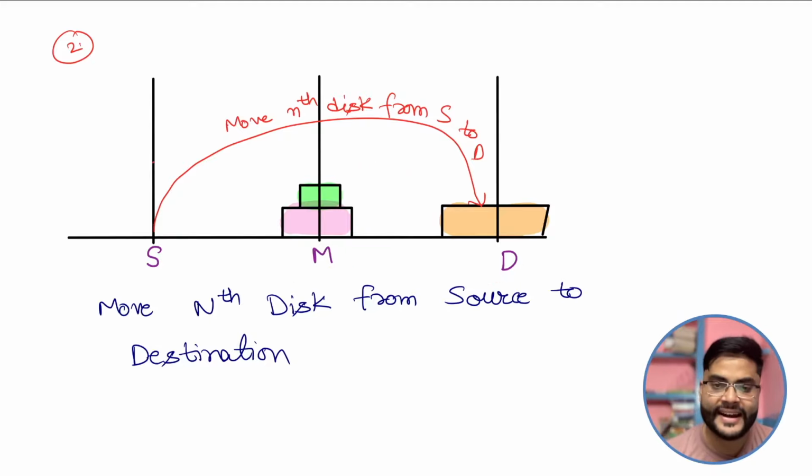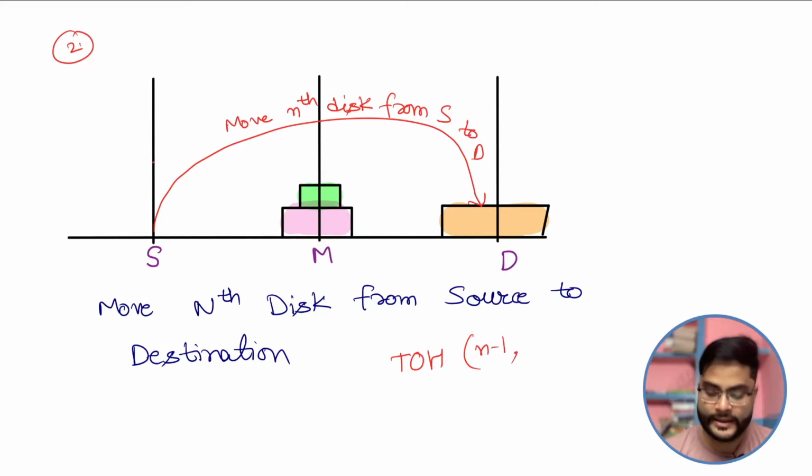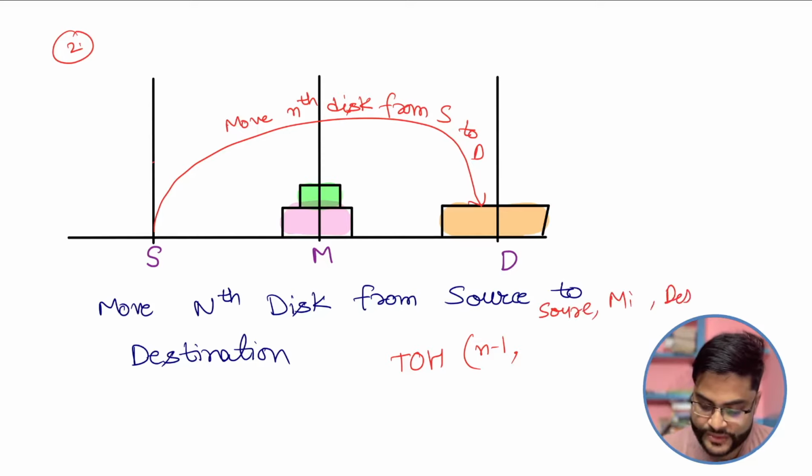So for that, I will again write my recursive function. Okay, how can I write that? My recursive function will be TOH, and I am writing this recursive function for how many disks? n-1 disks, right? So I will pass n-1. Now what will I pass? I will pass source, then middle, then destination, right?